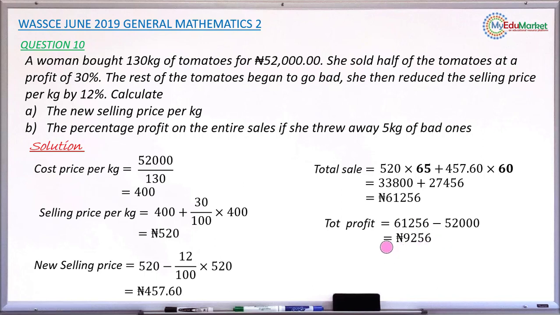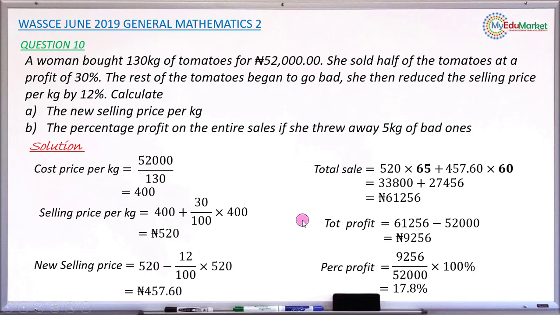So there we can get the percentage profit. Percentage profit equals the profit divided by the cost price multiplied by 100%. So you have the profit 9,256 divided by the cost price 52,000 multiplied by 100%. If this division and multiplication are done correctly, you have the result 17.8%. This is the percentage profit, and that answered both questions.